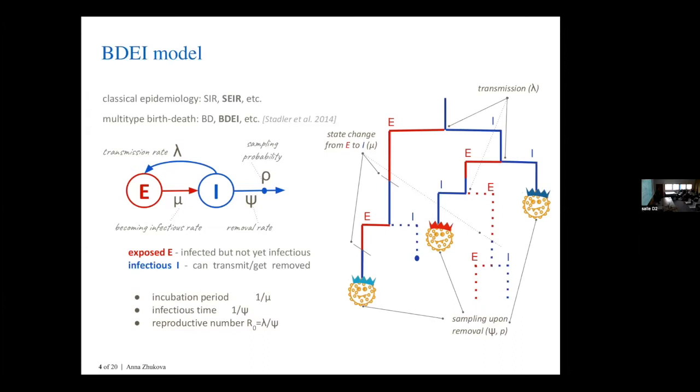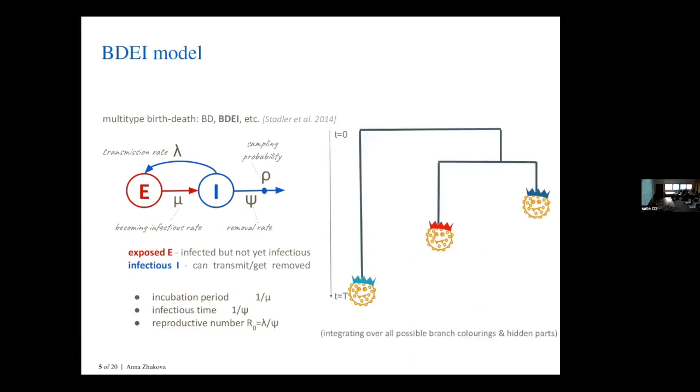The infectious individuals can also stop being infectious at a certain removal rate psi. For example, because they healed, because they started the treatment, because they self-isolated, etc. And upon removal, we can sample their pathogen with a certain probability rho. And then the sampled pathogen would correspond to the observed tip in our tree. However, since we haven't sampled everyone who has ever been infected during the epidemic, we'll also have hidden parts in our transmission tree where we haven't sampled anyone in the subtree. In practice, as I told you, we reconstruct the phylogenetic tree from sampled pathogens. So what we're going to have is only the observed part of this tree, and also we won't have branch colorings, and while estimating the parameters, we'll have to integrate over all the possibilities.